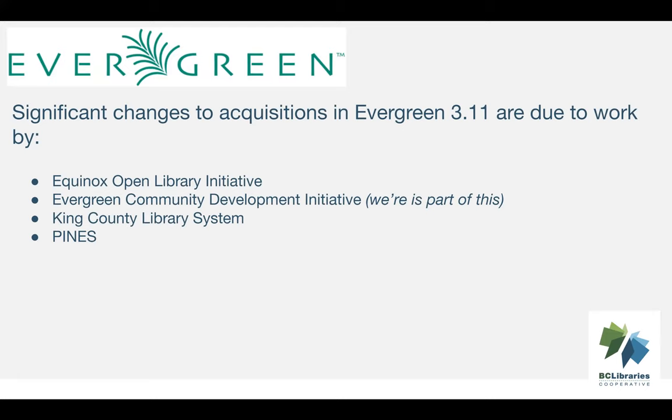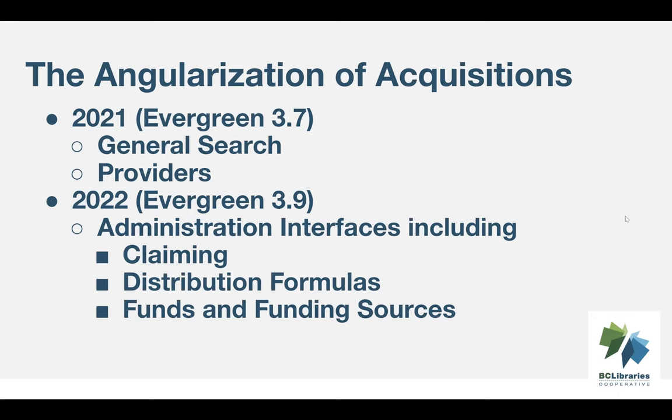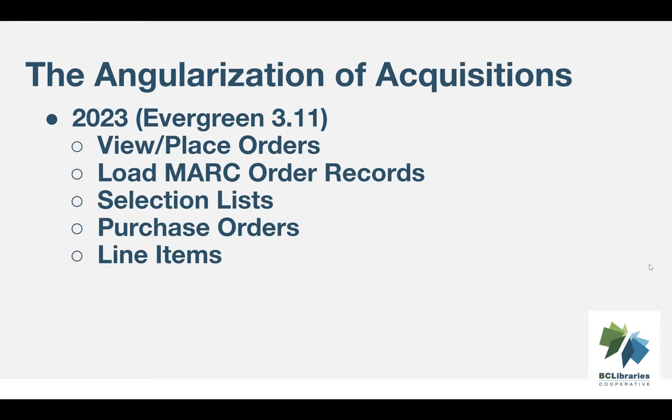And in 2021 with 3.7, we got updated general search as well as the provider's admin interfaces. In 2022, with 3.9, we got updated claiming, funds, and other administrative interfaces. And I've got those here on this slide for us. And now with 3.11, which we'll have in October, we're going to see updated interfaces for view place order, load MARC order records, selection lists, purchase orders, line items, as well as a few other changes. So as you can see, there's quite a few things on that list, and some of them are pieces that you probably use on a very regular basis.